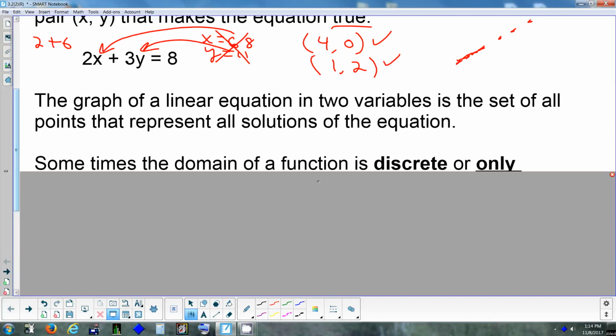As I count, did I count every single possible number that exists between 1 and 8? Like, did I include everything? Fractions, decimals? No, I didn't. So that's an example of something that's discrete. Discrete means there's gaps, right?